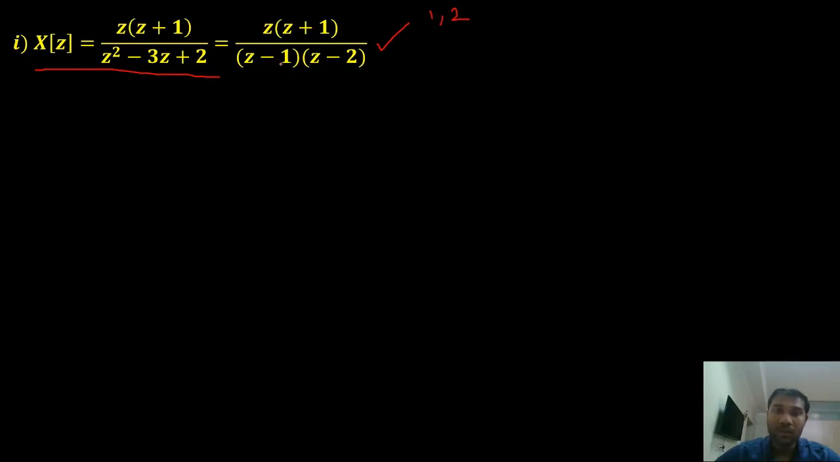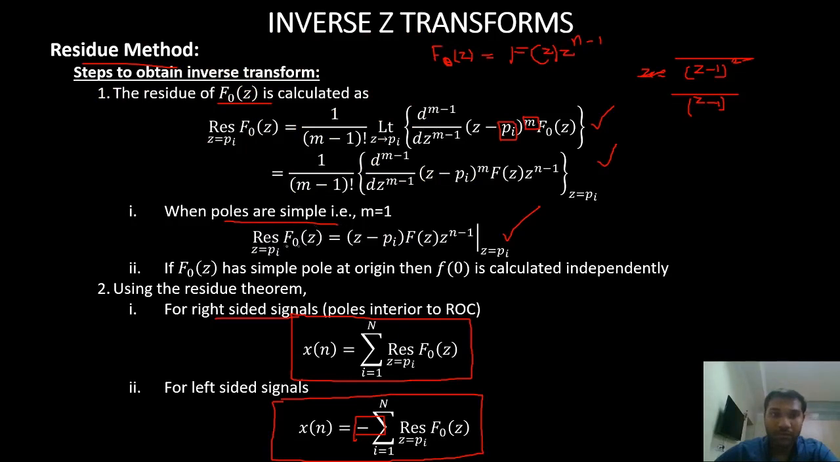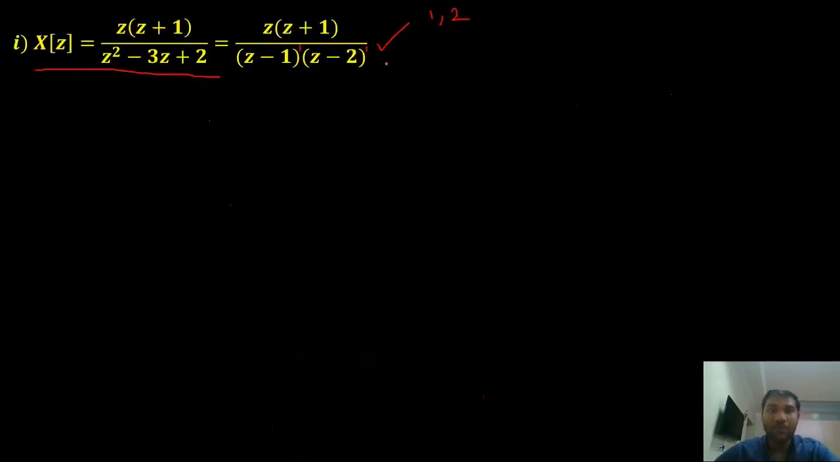Since my poles are simple, that is, they do not have any power except 1, they are not multiple poles, they are simple and real poles. What is the formula I have to use? The residue of F(Z) is (Z minus Pi) into F(Z) into Z to the power n minus 1, at Z equals Pi.